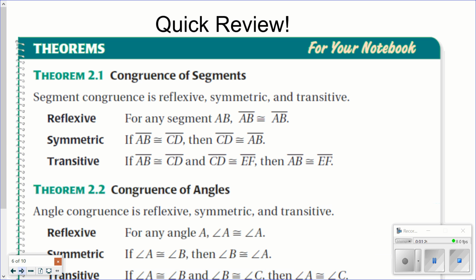Now, before we go into proofs, let's have a quick review over reflexive, symmetric, and transitive. When you're talking about congruent segments, a reflexive property is saying that segment AB is congruent to segment AB, congruent to itself. Symmetric, if you're saying segment AB is congruent to segment CD, you can flip it. The segment CD is congruent to segment AB. Transitive is very similar to the law of syllogism. So if segment AB is congruent to segment CD, then segment CD is congruent to EF. Therefore, we can conclude that segment AB is congruent to segment EF.